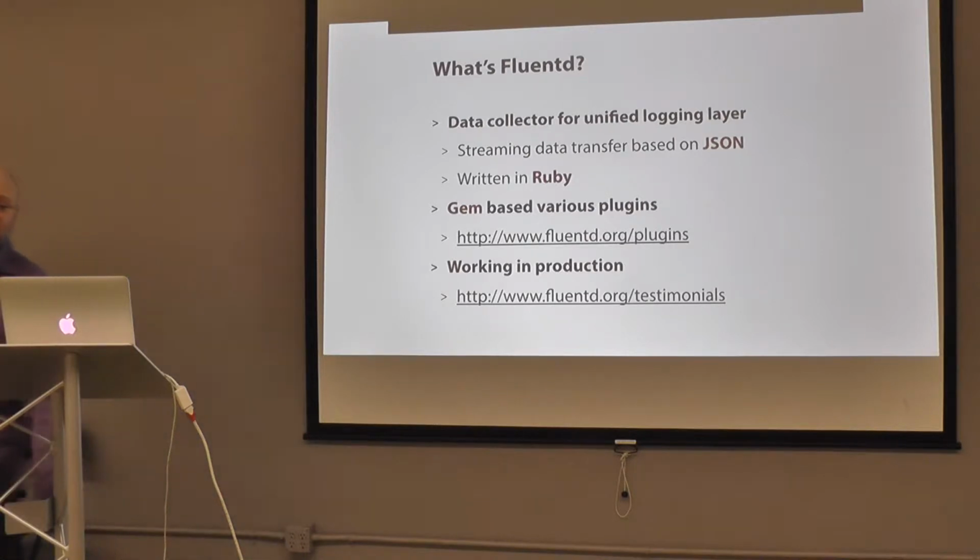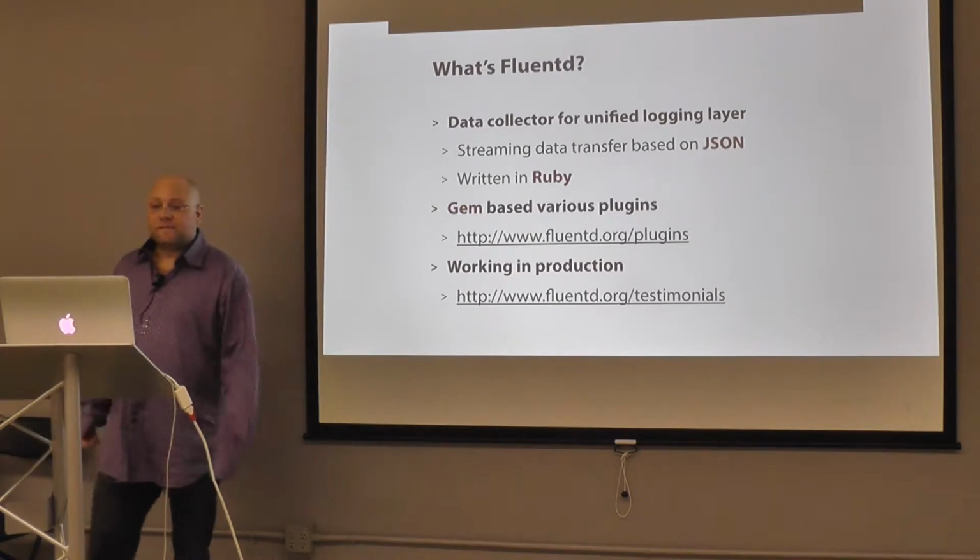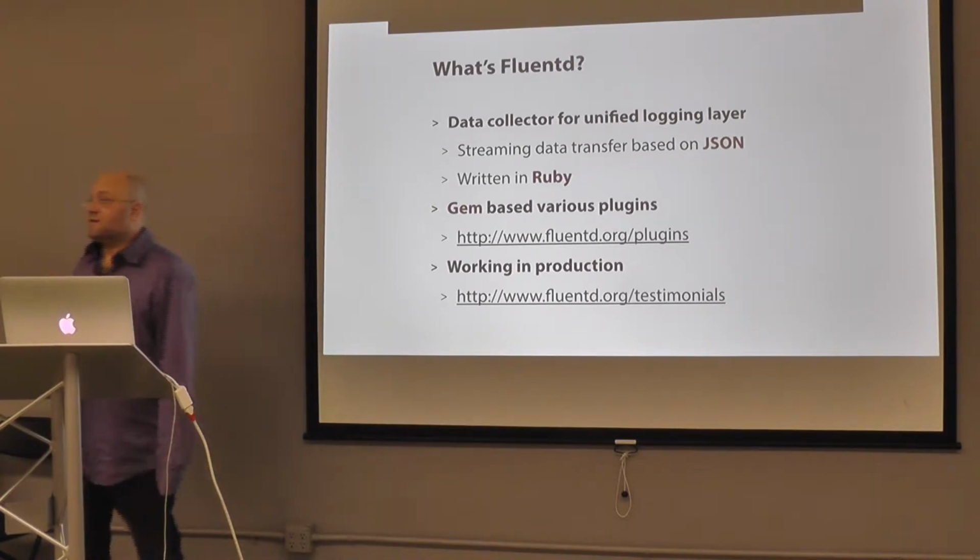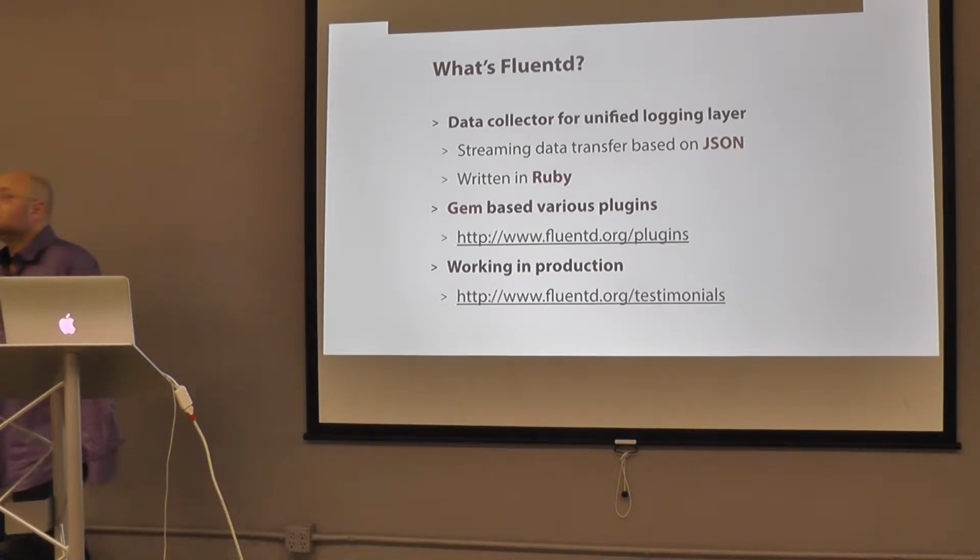So to elaborate, we can say that we're a data collector for a unified logging layer. We want to unify the logging story across the system where we're deployed, right? We stream our data transfer, of course, based on JSON. Fluentd is written in Ruby. There is an embedded version of Fluentd called Fluentbit. It's actually written mostly in C and C++, and my colleague, Eduardo Silva, actually maintains that as well.